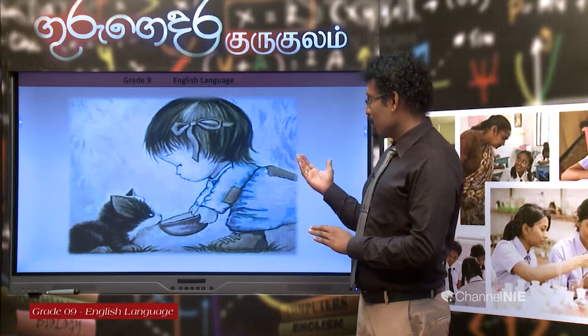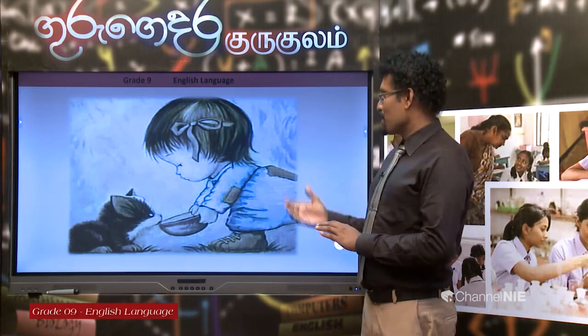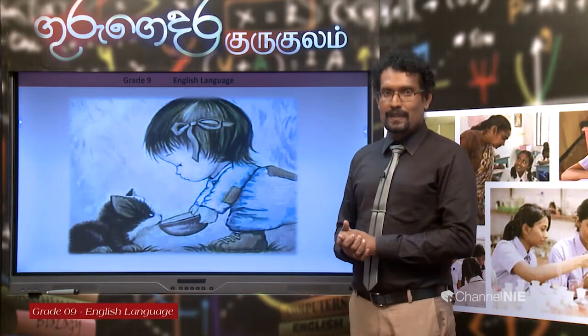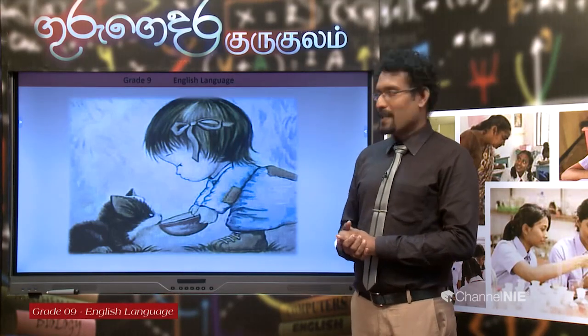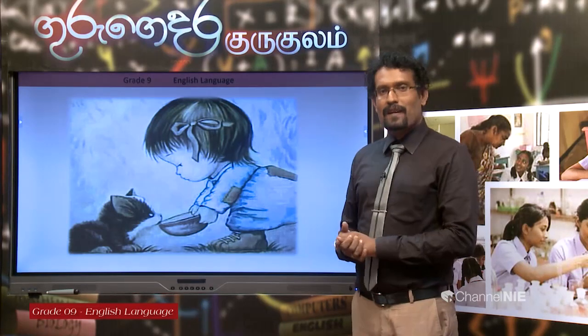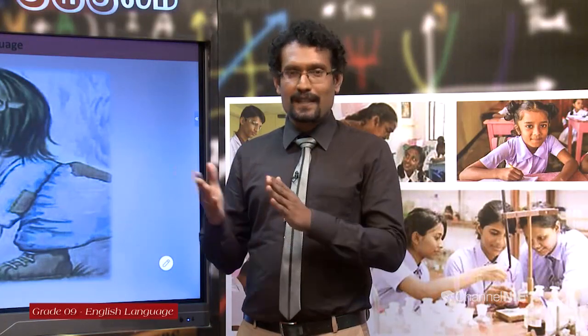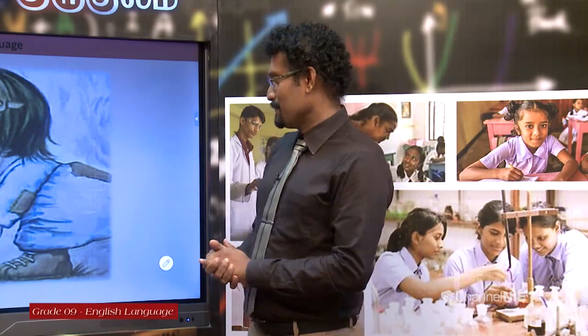So, here I am going to take the base word kind. She is very kind to this little innocent dog. So, that is the base word I am going to take today. From kind, what are the other kinds of words that you can make using affixes? Let us see what words you can make using affixes.